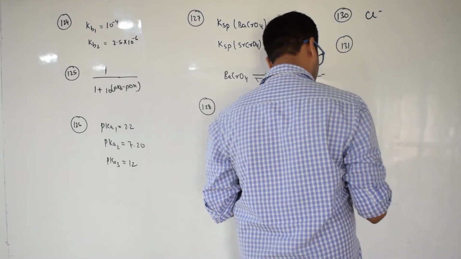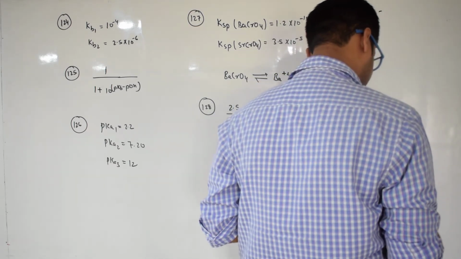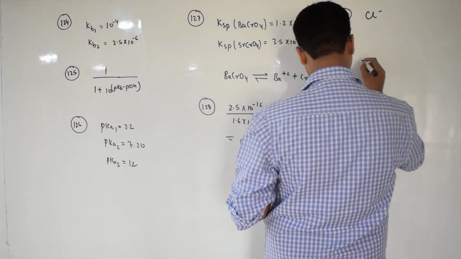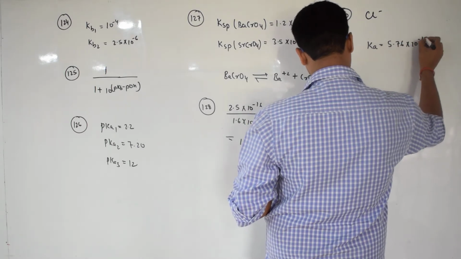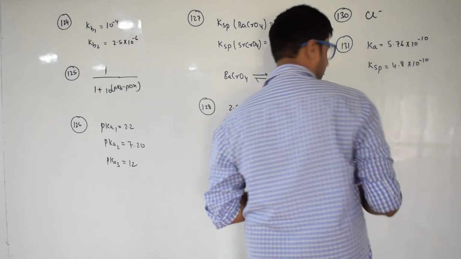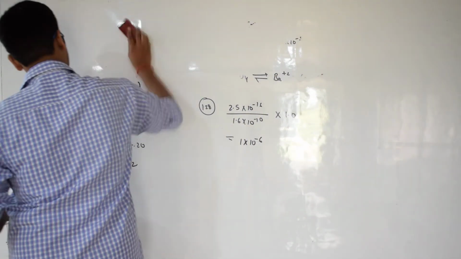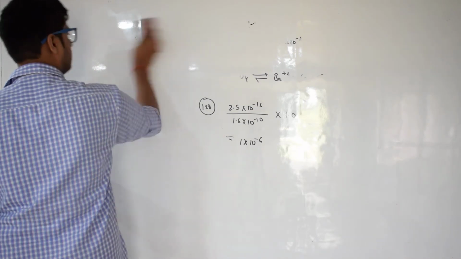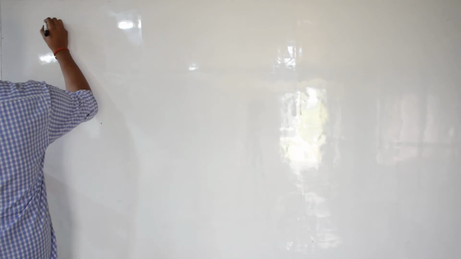Given values are, what is the equilibrium constant for the following? Ka would be equal to 5.76 into 10 raised power minus 10 and Ksp would be equal to 4.8 into 10 raised power minus 10 for ammonium ion. Next is question number 134.